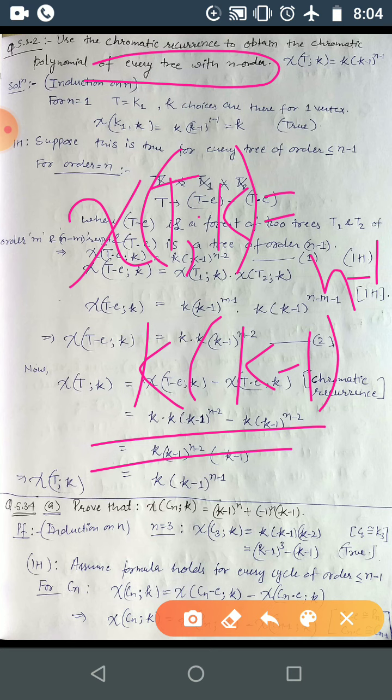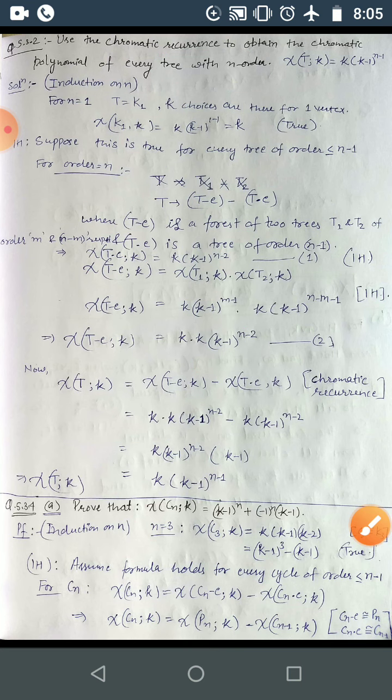Yeah. Now we can use induction on n, and by using the chromatic recurrence. Why am I using induction only? Because if we contract some edge, we will be getting some reduced vertex. So there it will be helpful.